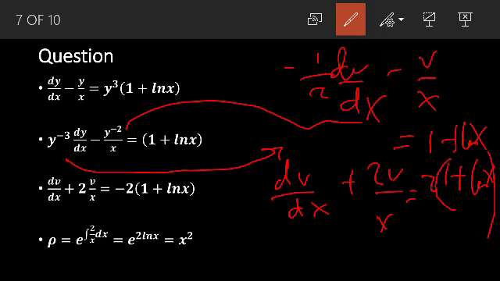You see that? Okay, so that's exactly what we did. This should be minus 2. You are multiplying through by a negative 2.